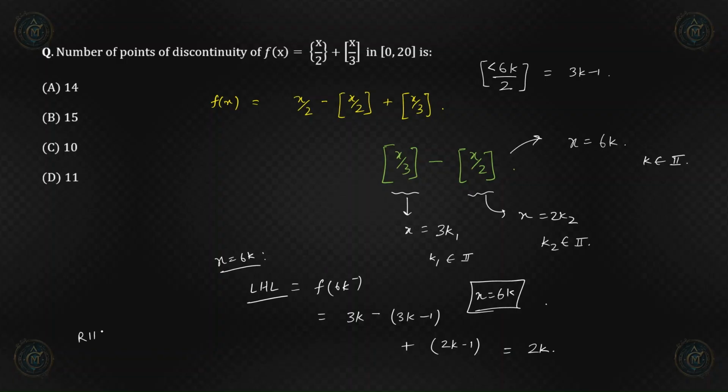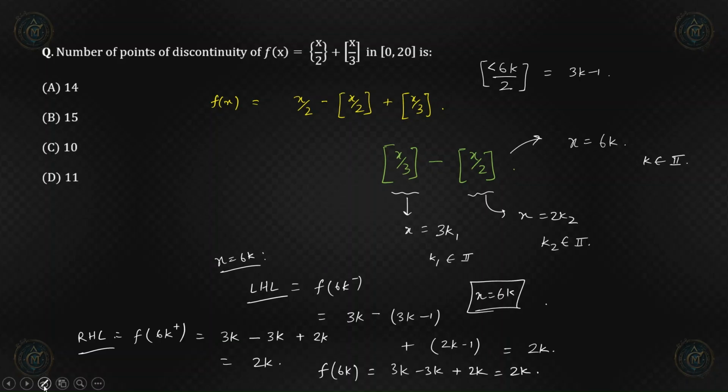And if we check the RHL at this point, RHL will be f(6k plus), so this will be 3k, the first term is the same. Then, instead of this minus 1 here, we have 3k and plus 2k. Okay, so this becomes 3k minus k, that is 2k. And the functional value at this point, f(6k), will be what? 3k minus 3k plus 2k, that is also 2k. Okay, so we can see for all these points of the form x equal to 6k, the function is continuous.